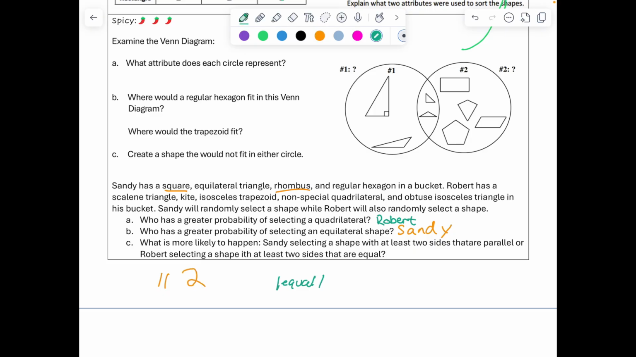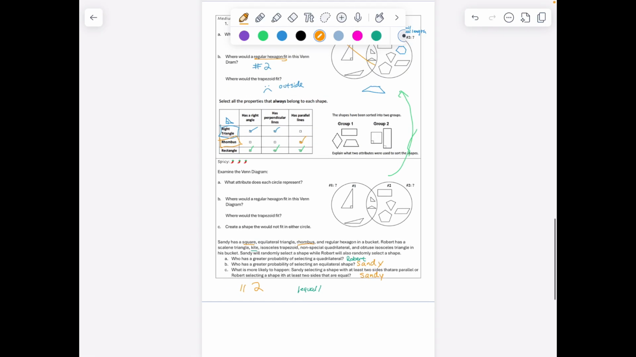Let's see how many of Robert's shapes have equal sides. Scalene triangle. Scalene means none of the sides are the same, so it's not going to be that. A kite has a set of equal sides. And I think that is all. So that means that Sandy is going to win that one as well.